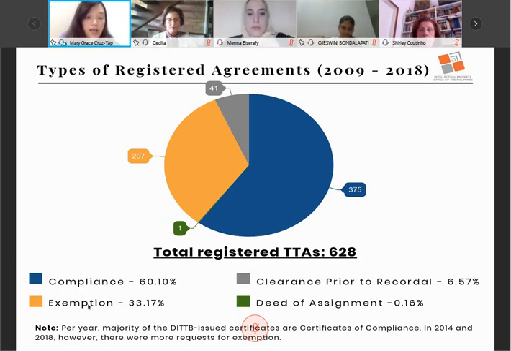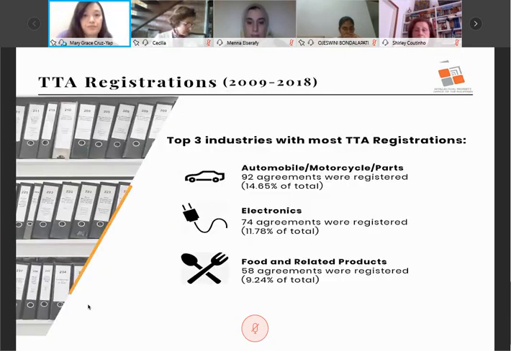So as a matter of compliance, 60% are compliant. Those that seek exemption are 33%. Those that seek clearance prior to recordal, please take note of this. If your clients are getting into a trademark licensing agreement, you will require clearance from the DITTB. The clearance states that your TTA is actually in conformity with the IP Code, and that's the only time that the Bureau of Trademarks will allow recordal of your trademark licensing agreement.